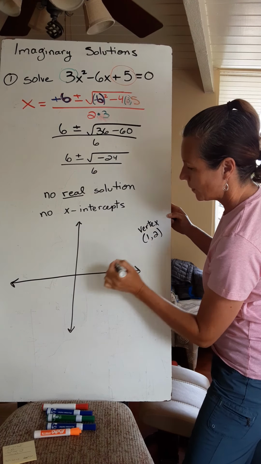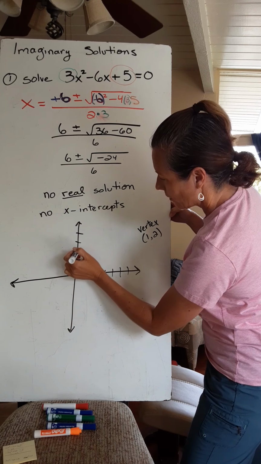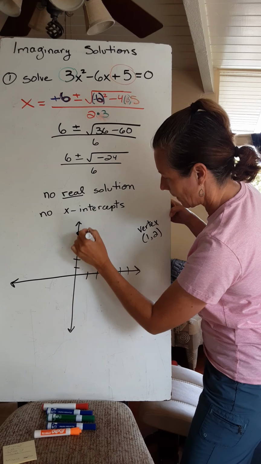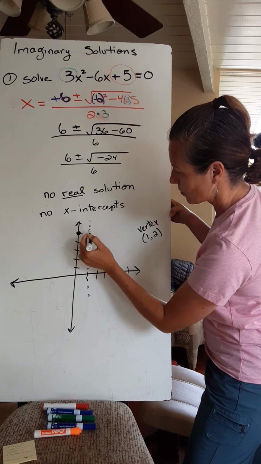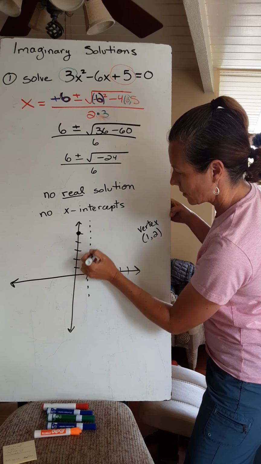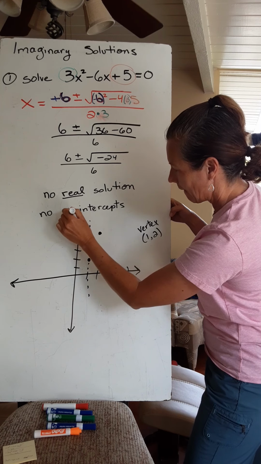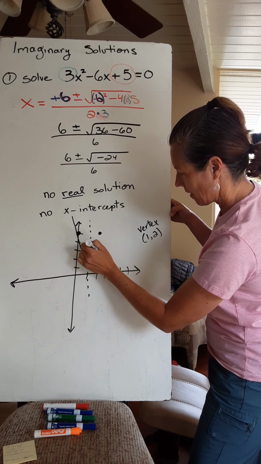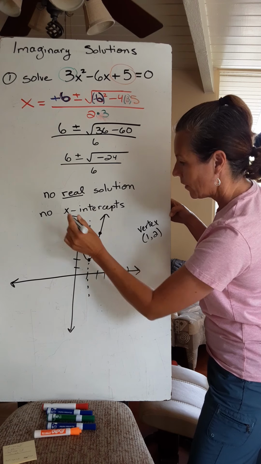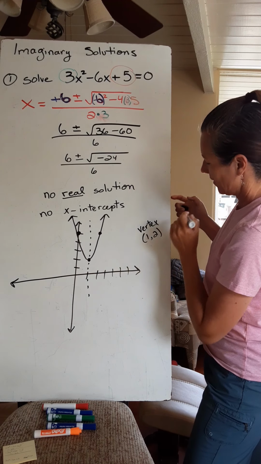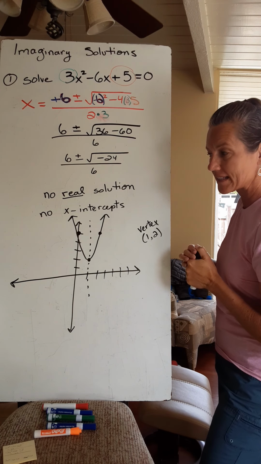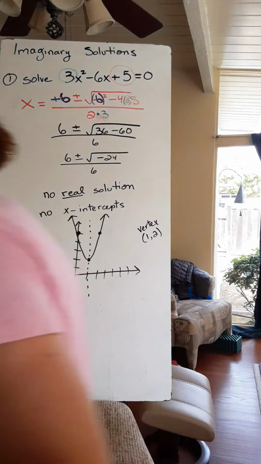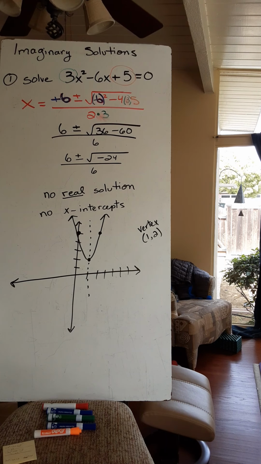One, 2 right here. We know our y-intercept is at 5, which is right here. If we have our axis of symmetry, if this is 1 away, then we go to 2, which is 1 away here. This is our parabola, which never hits the x-axis. That is why we have no real solutions and no x-intercepts. We'll do one more in a moment to give a second example.